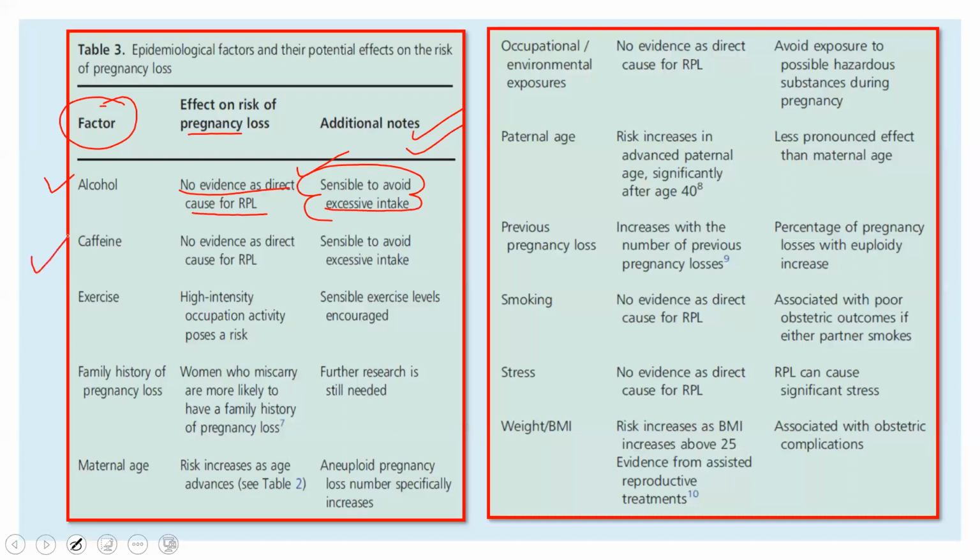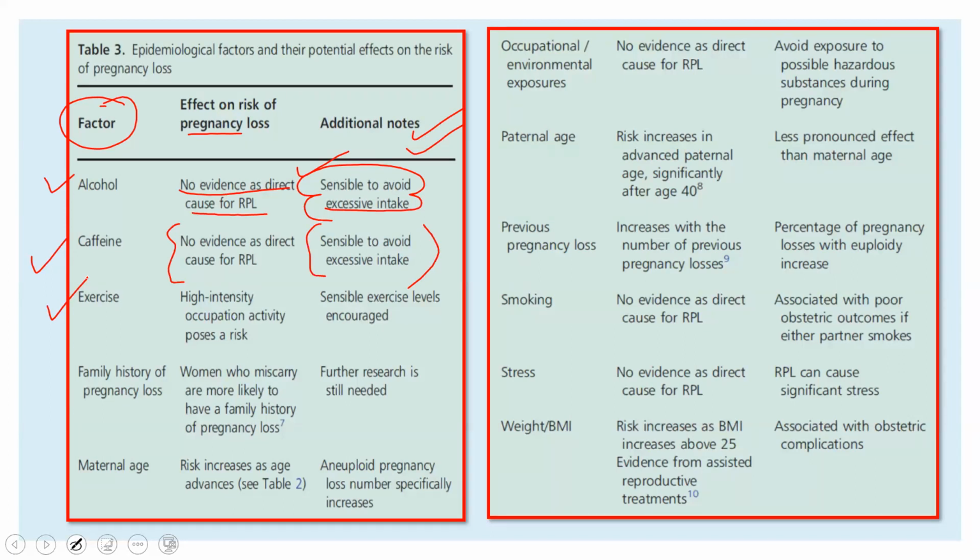Then comes caffeine. Caffeine has no evidence as a direct cause of recurrent pregnancy loss. However, again, it is sensible to avoid excessive intake. Then how about exercise? If we talk about our population, how many of our women really do exercises, not the household chores on a daily basis?